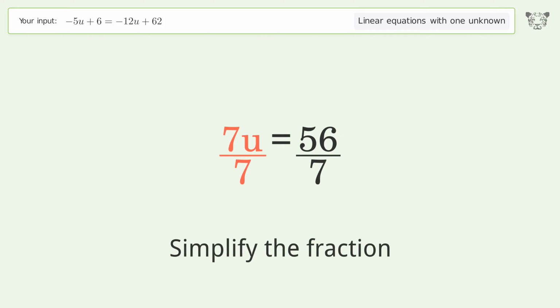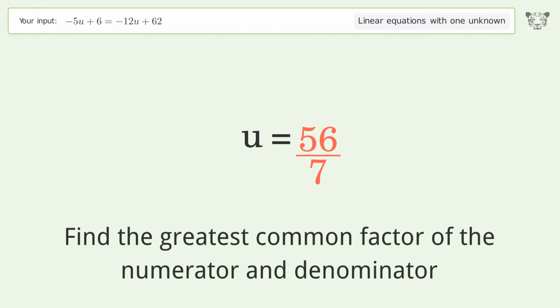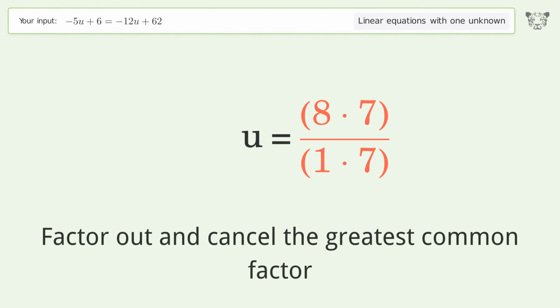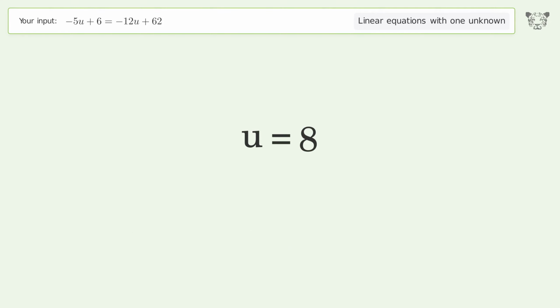Simplify the fraction. Find the greatest common factor of the numerator and denominator. Factor out and cancel the greatest common factor. And so the final result is u equals 8.